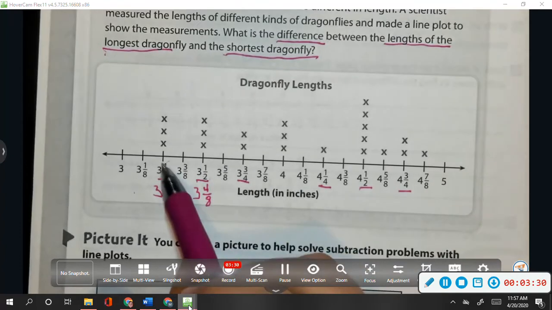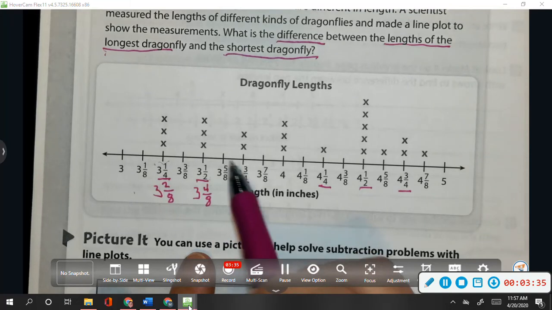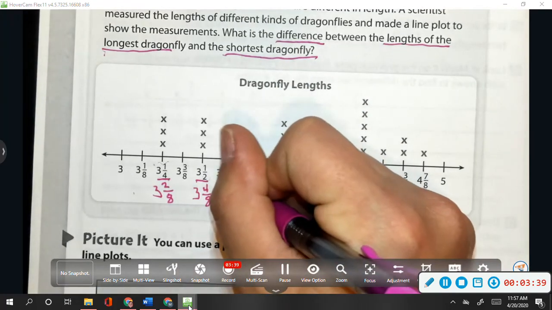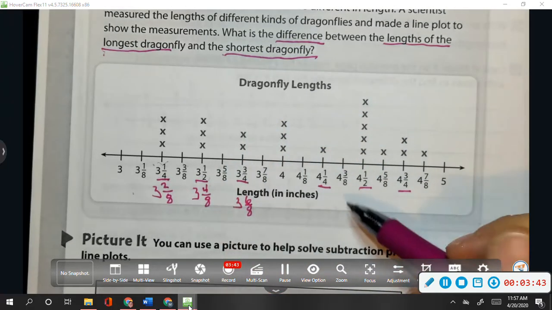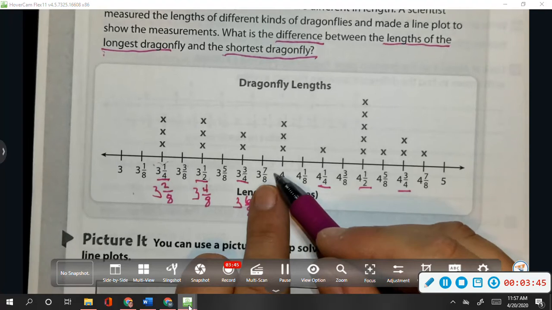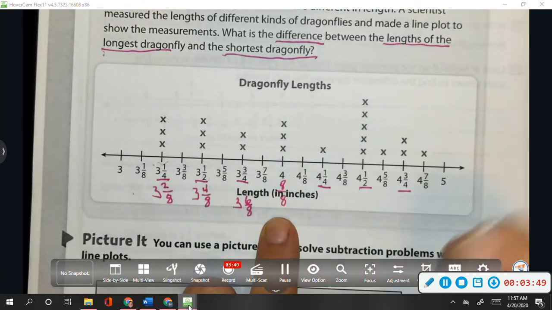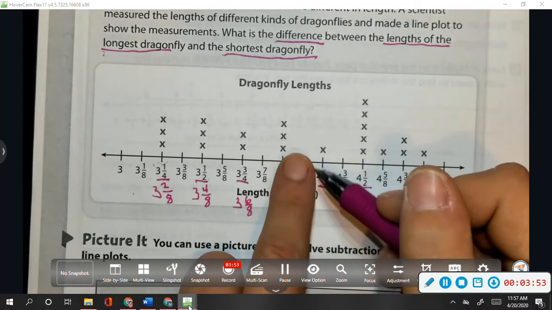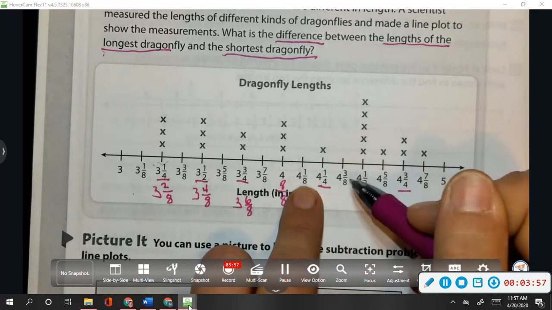See what I'm doing? 1, 2, 3, 4, 5. So this must be 6/8. 3, and I'm just going to write it down here so we can see it. Then we have 7, and then of course 8/8 is another whole, so that's 4. So we have 4 and 1/8. Then we have 4 and 1/4, and then 4 and 3/8.